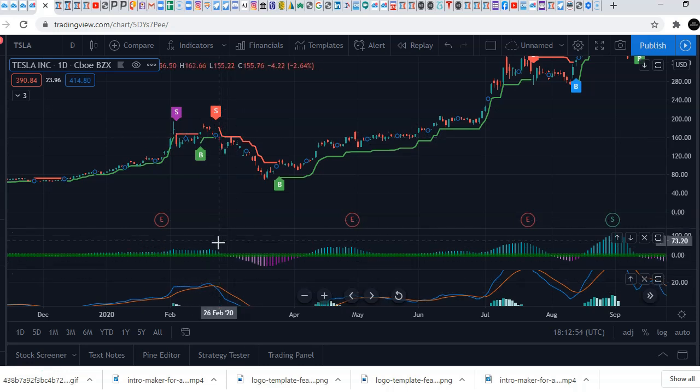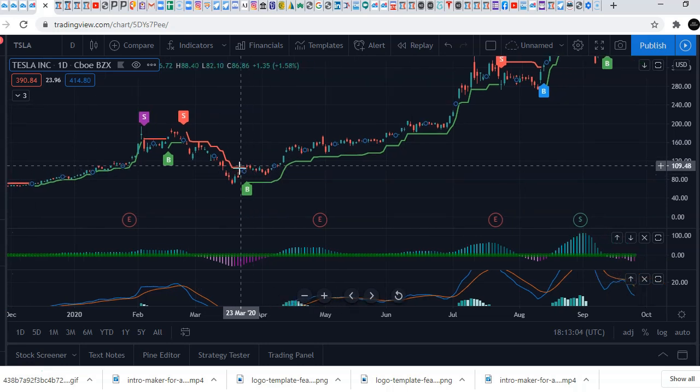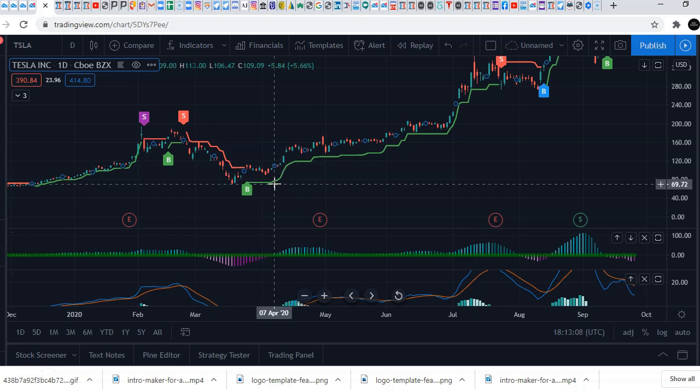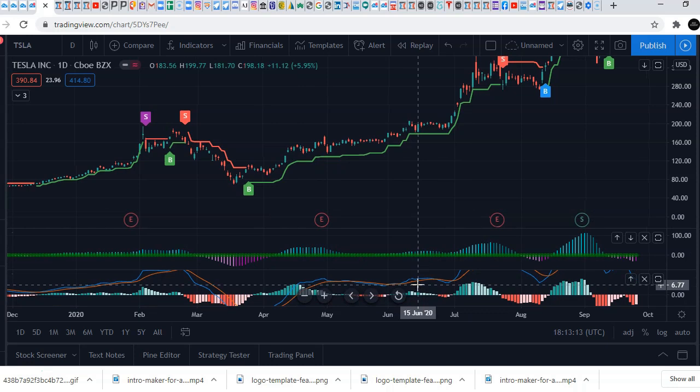MACD turned negative. TTM started going negative. Sell signal and trend going negative. We would have taken a short position here at 163. Traded all the way down to 108. Closed out at 108. Initiated a buy position here once trend went positive, TTM went positive, and MACD was positive.